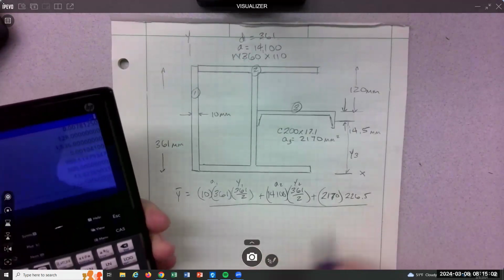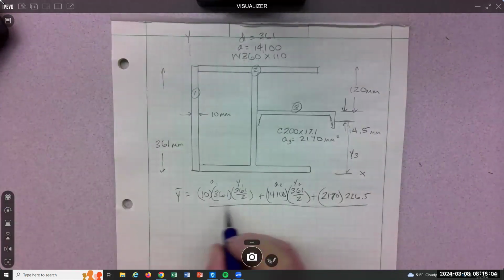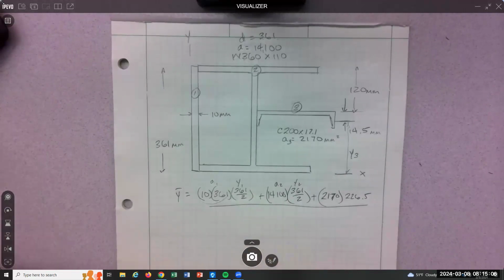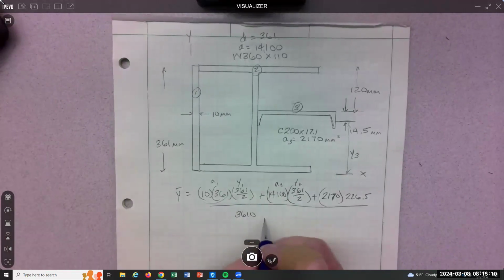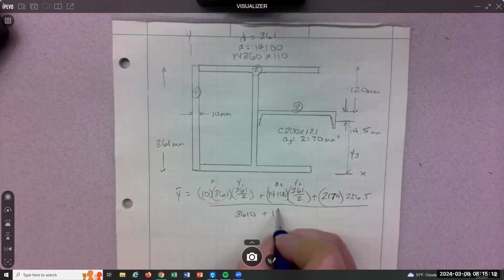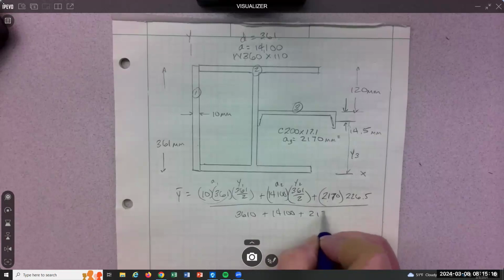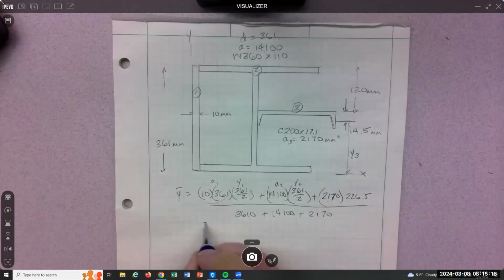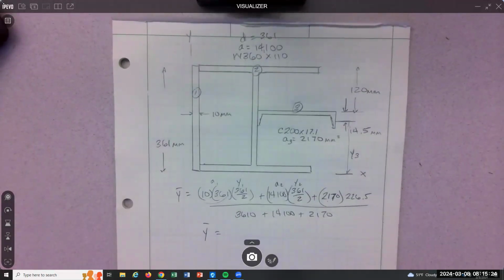And then that's all over these areas, right? Area 1 looks like is 3610 plus area 2, 14,100 plus area 3, 2170. Y bar equals... It's not that difficult, it's just a grind to get all the pieces. Just gotta give yourself a big picture and pick it out carefully.